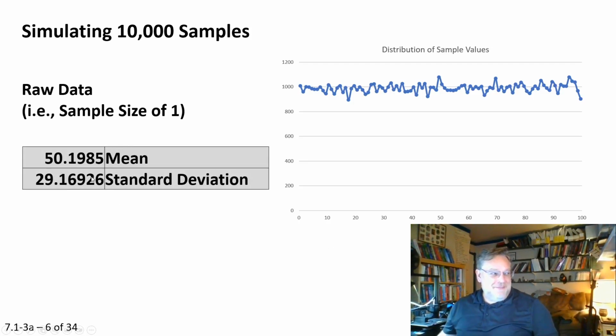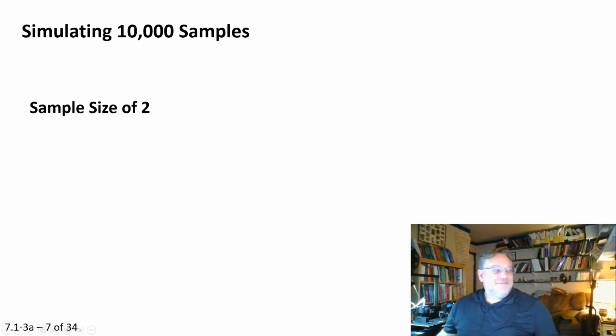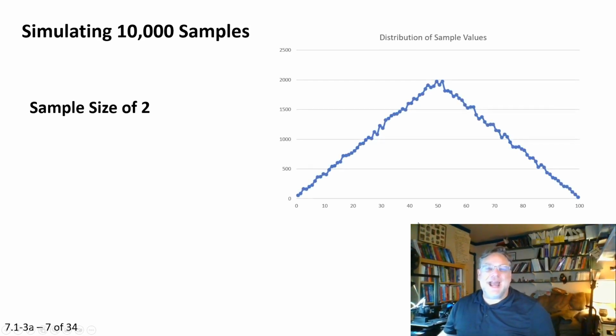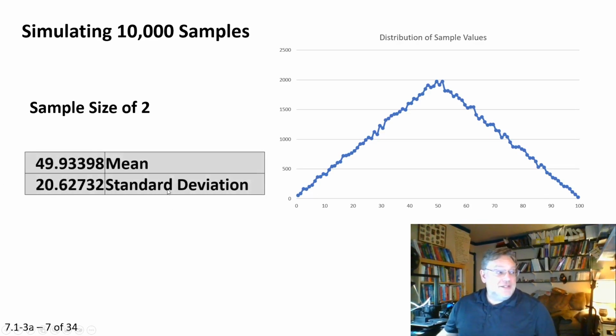This is the raw data. The mean of the data is 50.1985, so pretty close to 50, and the standard deviation is just under 30. If we use a sample size of 2, just like what you saw with the dice, it switches now to a pyramidal shape, where the most common averages are around 50, and it's less common to have an average of 0 or 100 in the extremes. The mean is 49.9, and the standard deviation is 20.